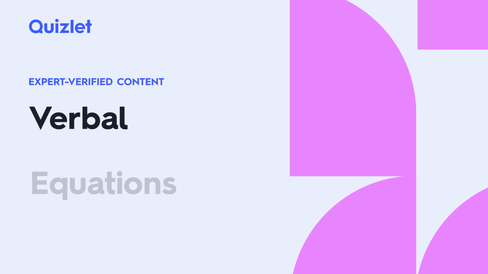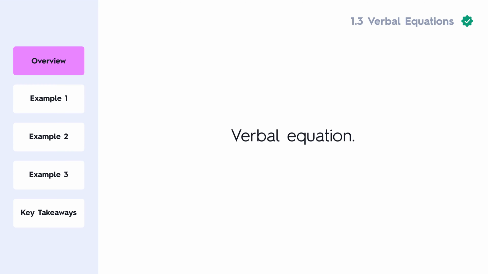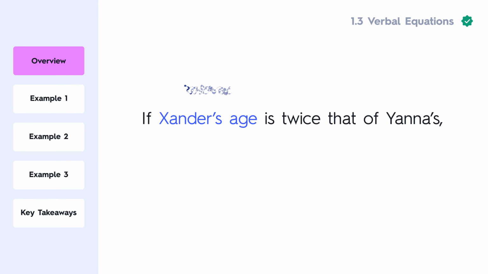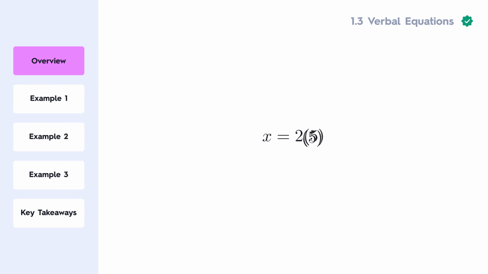Today, we'll explore linear equations in one variable, focusing on verbal equations. In this video, we'll break down word problems and learn how to translate them into linear equations. Word problems may seem tricky at first, but once you understand how to convert them into equations, they become much more manageable. By the end of this video, you'll have the skills to solve these problems and turn words into numbers confidently.